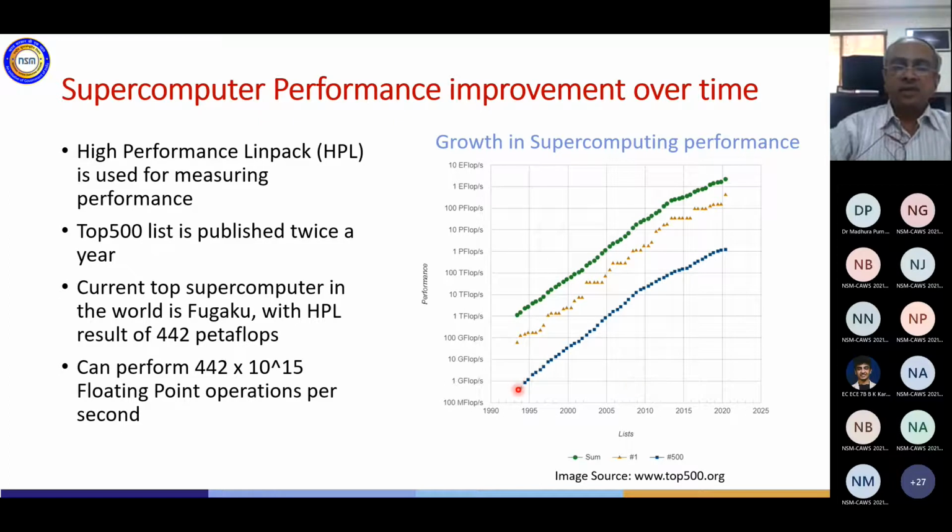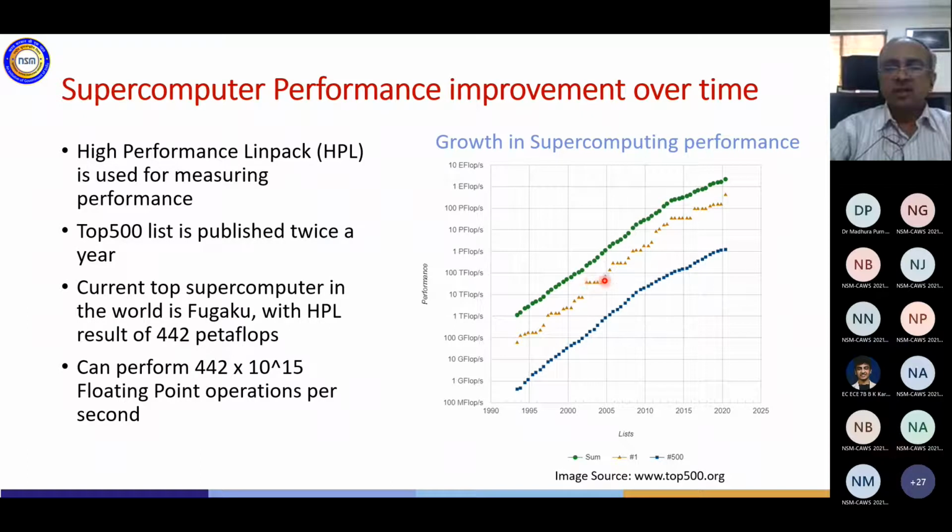So this is the entry level supercomputer, that is number 500 as you see here. And this gives the 500th number. Okay, so this is the 500th number and this is number 1. And if you notice here, as I had mentioned, this list is published twice a year.